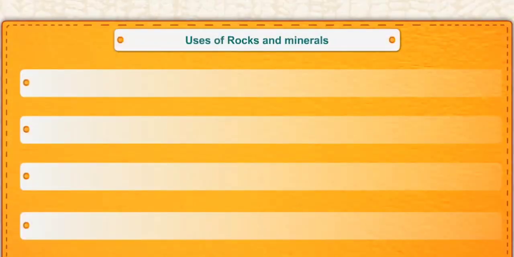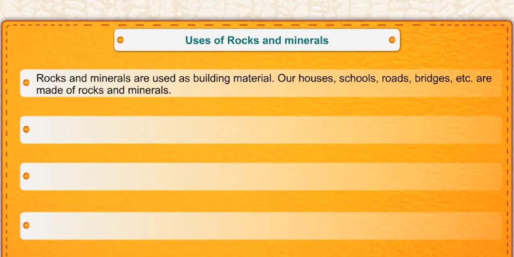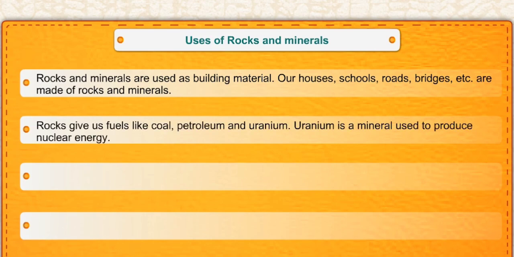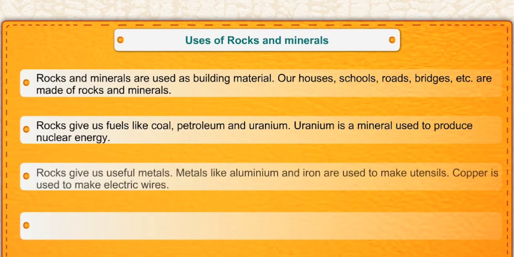Uses of rocks and minerals. Rocks and minerals are used as building material. Our houses, schools, roads, bridges, etc. are made of rocks and minerals. Rocks give us fuels like coal, petroleum, and uranium. Uranium is a mineral used to produce nuclear energy.